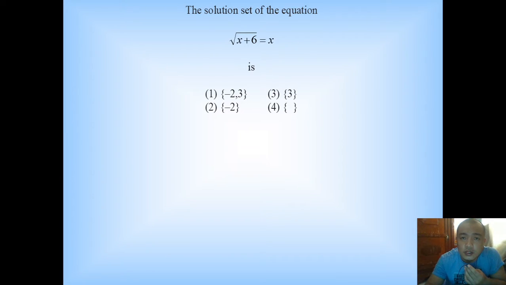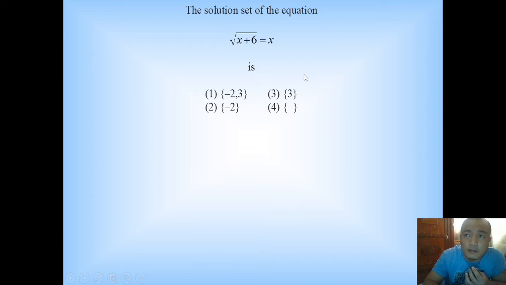What is the solution set of the equation square root of x plus 6 equals x? If we're going to square both sides of the equation, x squared is equal to x plus 6, which becomes quadratic: x squared minus x minus 6. By factoring, what are the factors of negative 6? Negative 3 and 2.